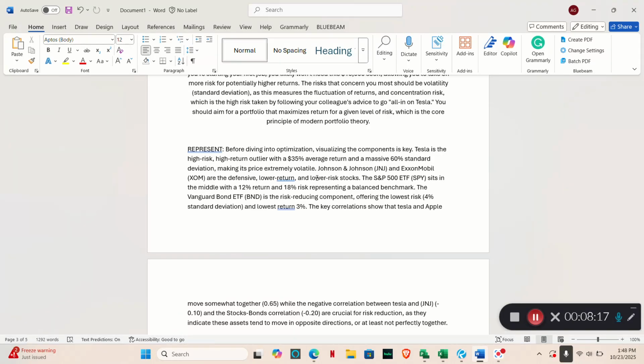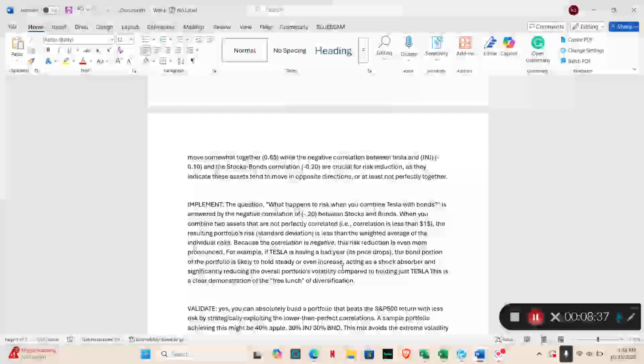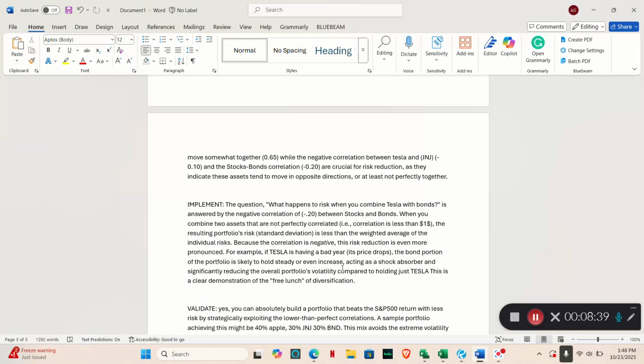The Vanguard Bond ETF is the risk-reducing component, offering the low risk of 4% standard deviation with our lowest return of about 3%. This key correlation shows that Tesla and Apple move somewhat together, about 65%, while the negative correlation between Tesla and J&J, about negative 10%, and the stock-bonds correlation of about negative 20% are crucial for risk reduction, as they indicate these assets tend to move in opposite directions, or at least not perfectly together.